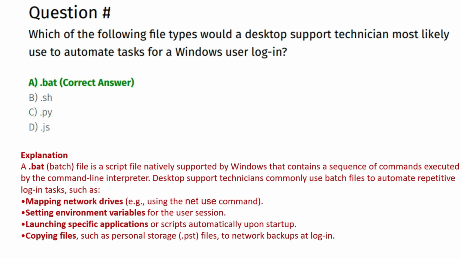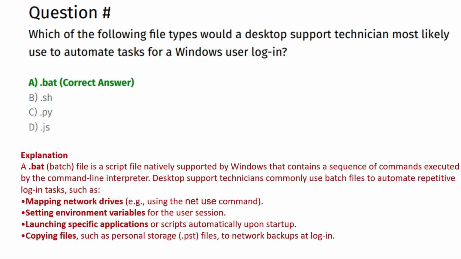And the next question is, which of the following file types would a desktop support technician most likely use to automate tasks for Windows user login? Option A, .bat, option B, .sh, option C, .py, option D, .js. And the correct answer for this question is option A, .bat. So let's check the explanation.